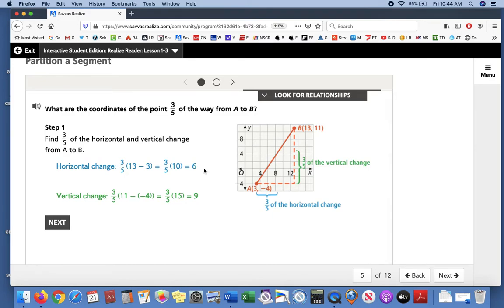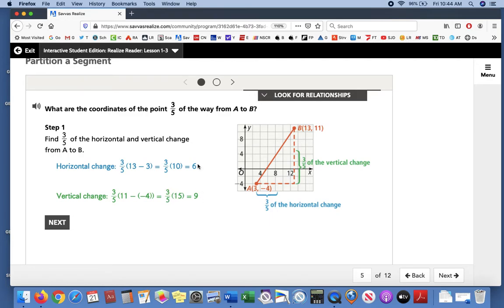Let's do the same thing vertically. Vertically, I have the coordinates -4 and 11. So 11 minus -4 is 15, and then 3/5 of 15 is 9. 15 times 3 is 45. 45 divided by 5 is 9.